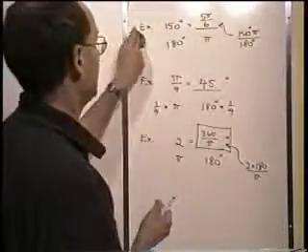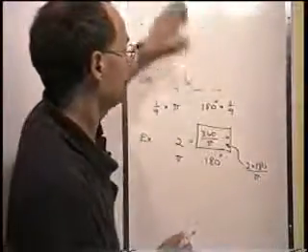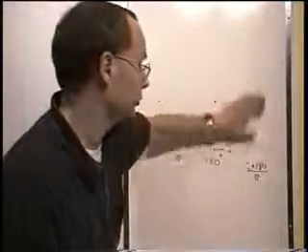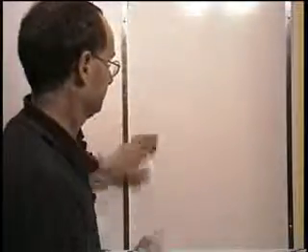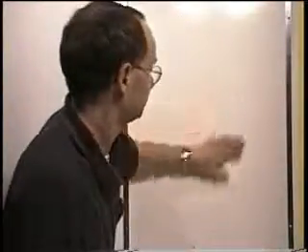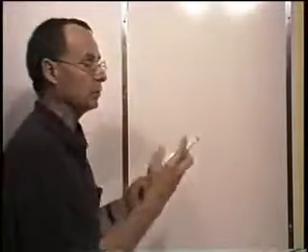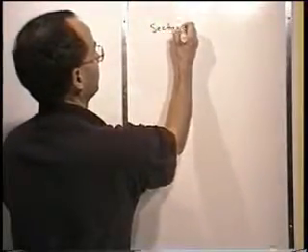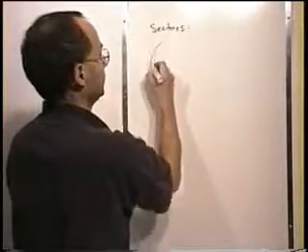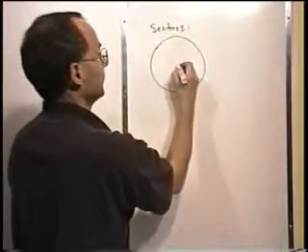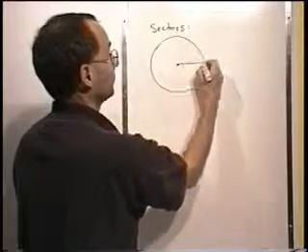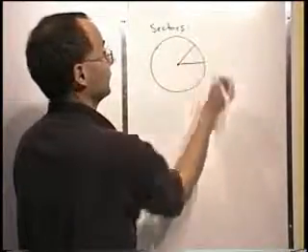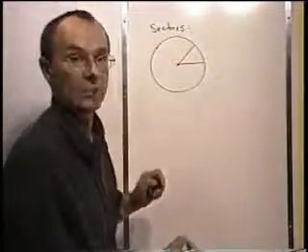Next thing we're going to look at is another look back at the sector of the circle. Okay, so when we're talking sectors of circles, what are we talking about? Well, let's just draw a circle. The sector of a circle is kind of like the piece of pizza. This is what we call a sector.